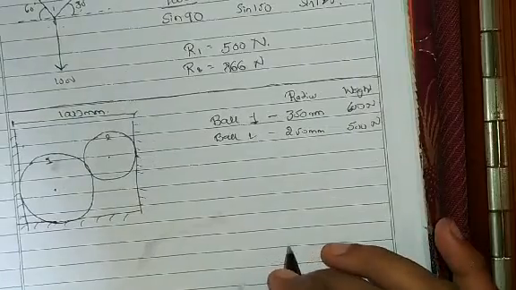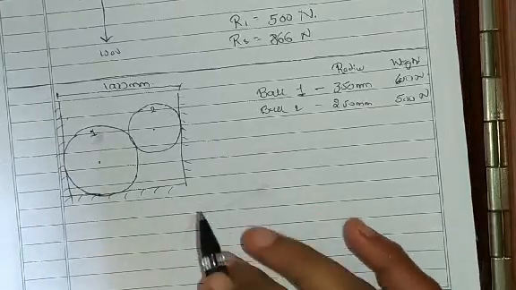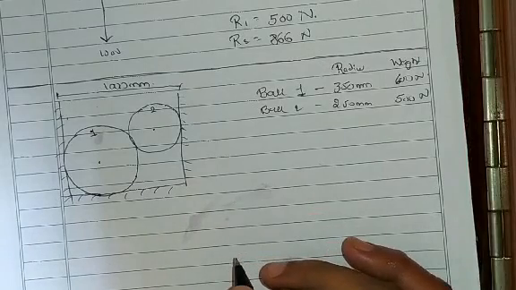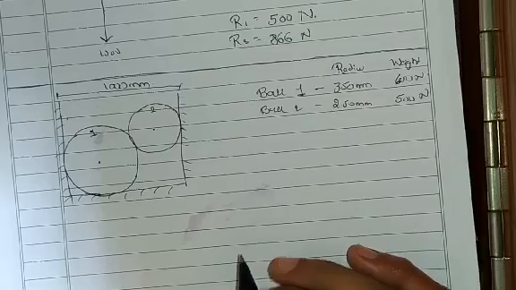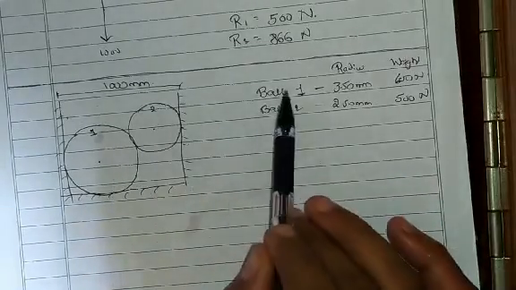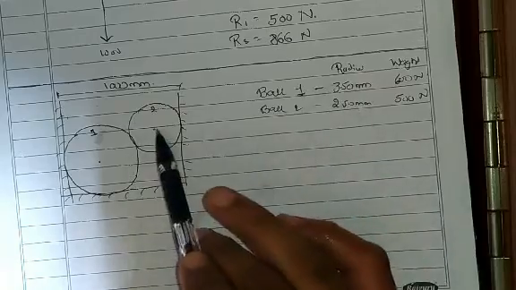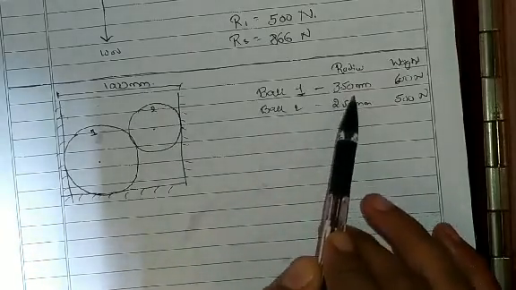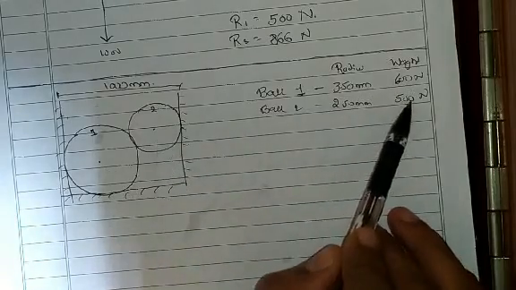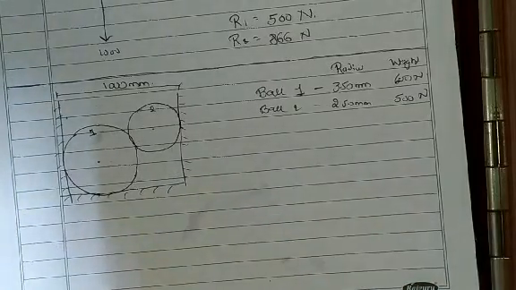Okay, so we'll see the next problem. Here the question is again to find the reaction forces at all contact surfaces. The given data is: this is ball 1, this is ball 2. The radius of ball 1 is 350 millimeters and the radius of ball 2 is 250 millimeters. The weight of ball 1 is 600 newtons and the weight of ball 2 is 500 newtons. First we need to mark the reaction contact surfaces.